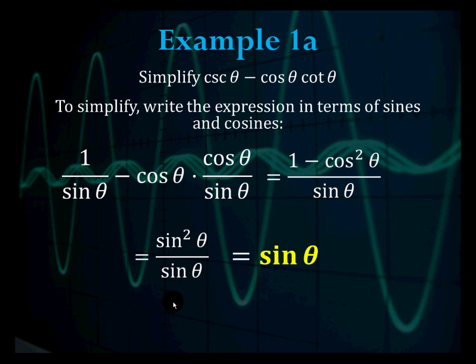So to simplify these expressions, you'll want to often express them in terms of sine and cosine, combine fractions, and then look for identities that are present in the fraction to simplify it even further. And once you get to this point, it's pretty simple.